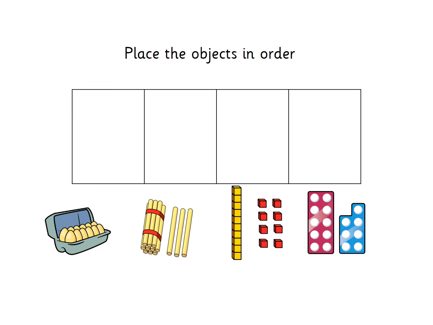Right, we've got some more then. We're going to place some more objects in order, but this time we're going to place them in order from the greatest number to the smallest number. But first we need to count them. So point to the eggs. Let's count those eggs, and I'm going to count those in twos. 2, 4, 6, 8, 10, 12. So we've got 12 eggs.